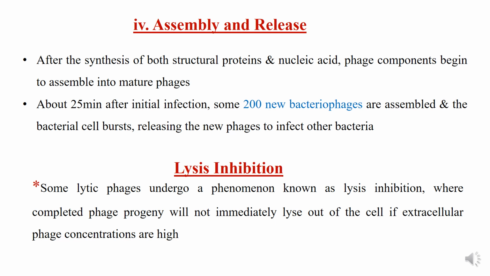There is another thing called lysis inhibition. Lysis inhibition means that when the environment outside the host cell is full of lytic phages, the release of fully developed bacteriophages from the bacterial cell is inhibited. That is known as lysis inhibition. That is, some lytic phages undergo a phenomenon known as lysis inhibition, where completed phage progeny will not immediately lyse out of the cell if extracellular phage concentrations are very high.